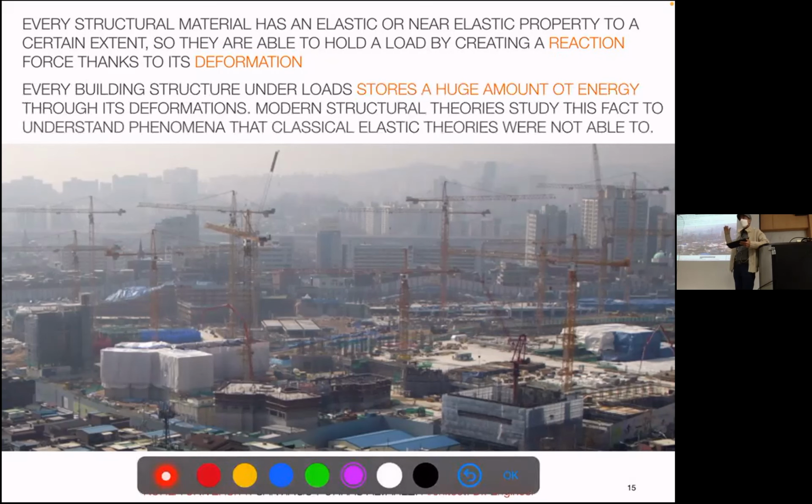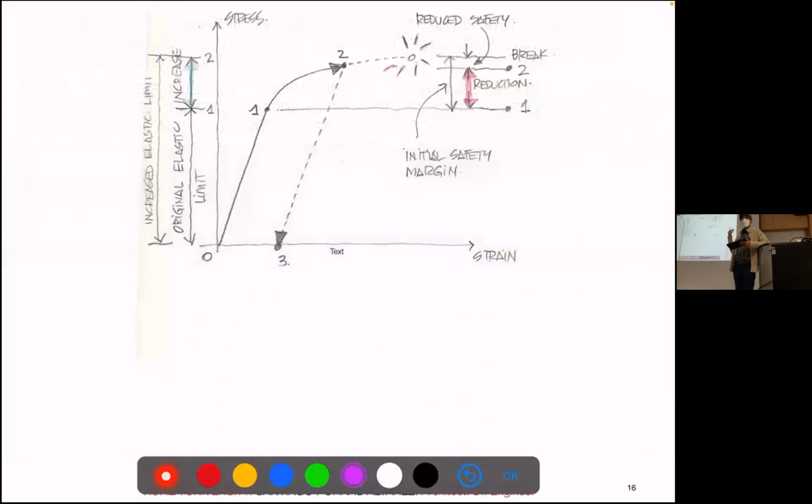And of course, that energy is due to the deformation of the building, right? So this building is not very tall, but it is shrinking under the load, making it shorter. So that consideration of the energy allows us to explain things that classical elasticity did not explain. We said in classical elasticity, the moment you have a crack, the structure has failed, but we know it's not failed. And with this, we can deal with the cracks.